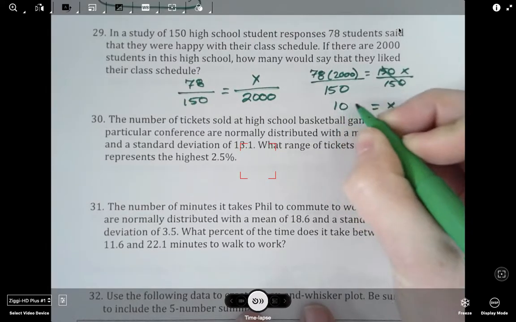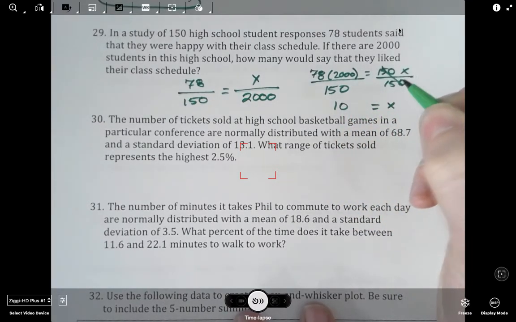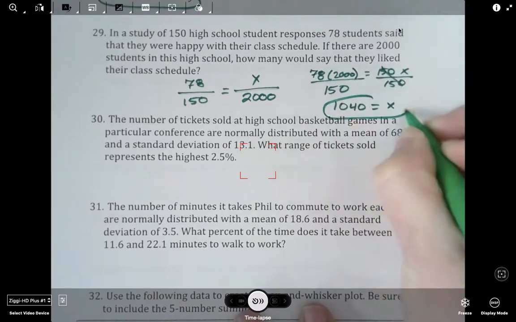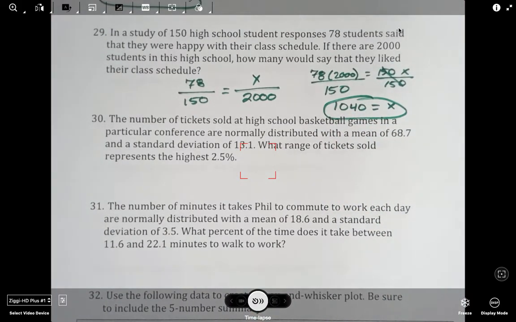1040, I think. Is that right? Yes. Somebody check. 1040? Yes. So if I were to survey all 2,000 students, approximately 1,040 students would say that they are happy with their class schedule. Because according to my survey, that's how many, 78 over 150 was how many did.